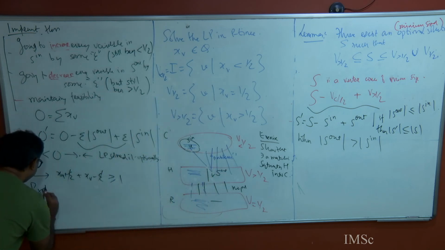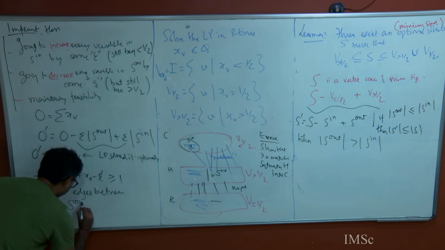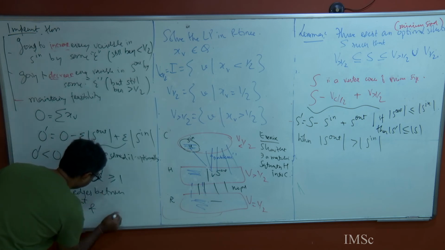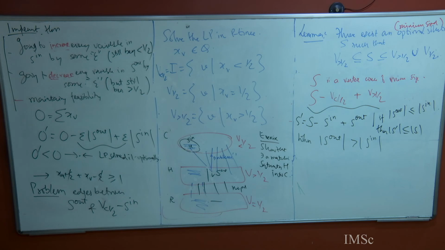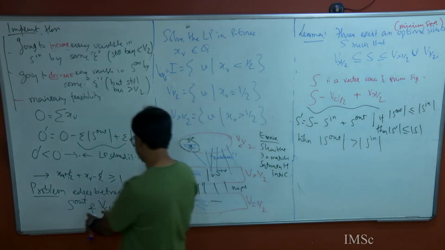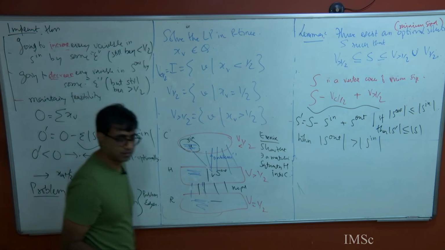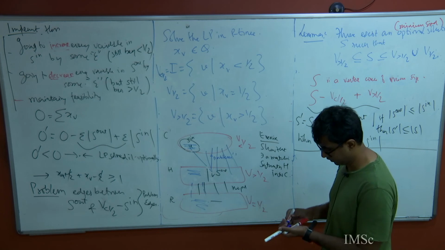So what are my problem edges? Let's write down: problem edges between S out and V with value less than half, minus S in. These are the edges which could have problems. Now let's try to show that we will not have such problems, and then we will be good. Let's call the edges between this and this problem edges. I think I should leave this space; this much should suffice.